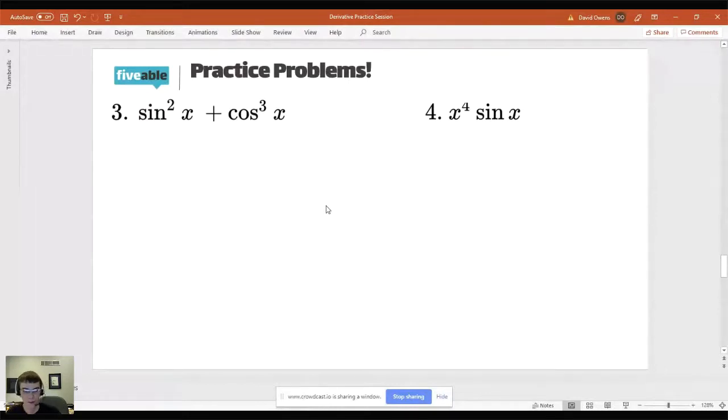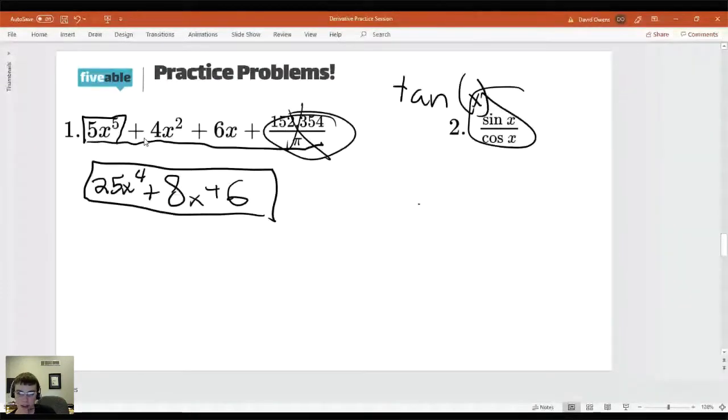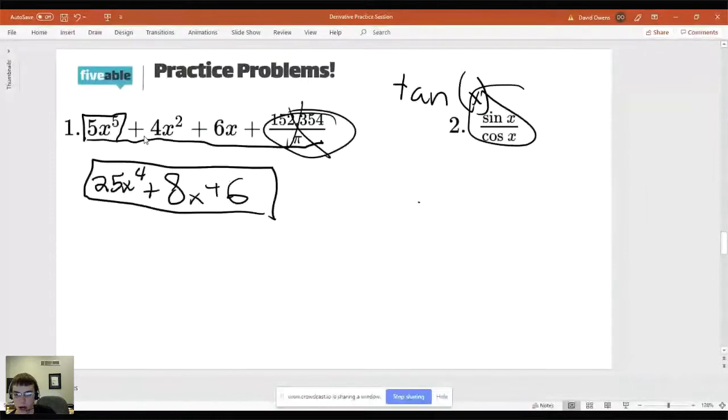So the answer to that is sine over cosine is equal to tangent of x. We're going to be simultaneously a little bit more foolish and a little bit smarter than just changing it to tangent of x. We know the derivative of that, but let's do the derivative of this, practicing the quotient rule. At the same time, we'll actually see why the derivative of tangent is secant squared.